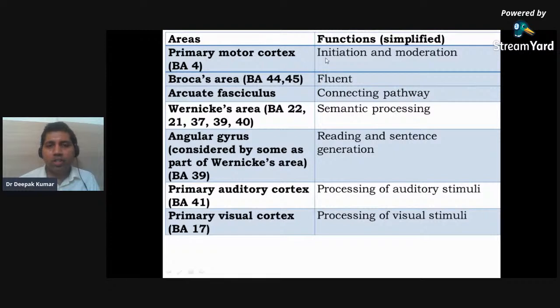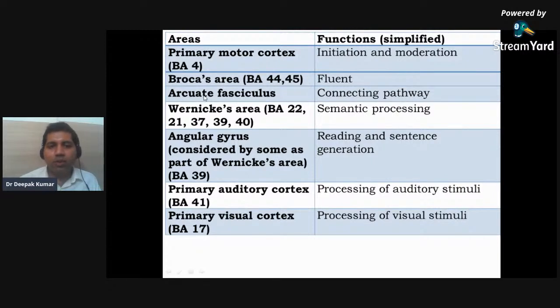This has a function in the initiation and moderation of speech. When you want to communicate something through speech, this handles initiation and moderation, and also in writing. Remember, language is both speech and writing, so it also initiates and moderates the actions that you're going to write. That is the primary motor cortex. Now coming to Broca's area, which is in direct communication with Wernicke's area, it maintains the fluency. If you're speaking, the fluency is mainly in control of Broca's area.